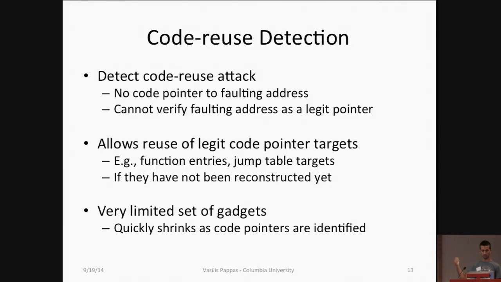However, when these have not been reconstructed yet, because after the first run, when we find the missing relocation information and we are able to successfully relocate it, we do not allow the reuse of these paths anymore. So as I said, this is only a very limited set of gadgets, which quickly shrinks over time as we discover more and more locations while the program runs.